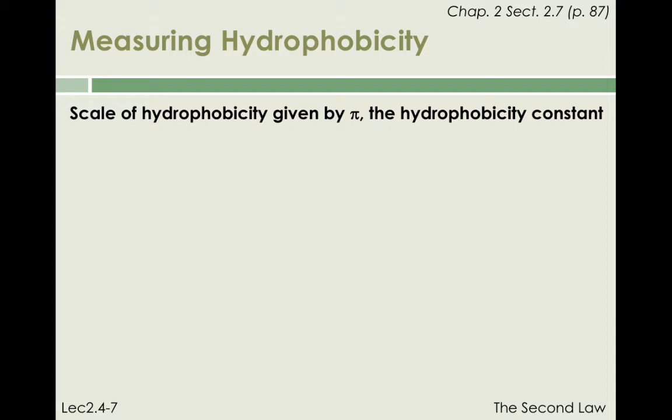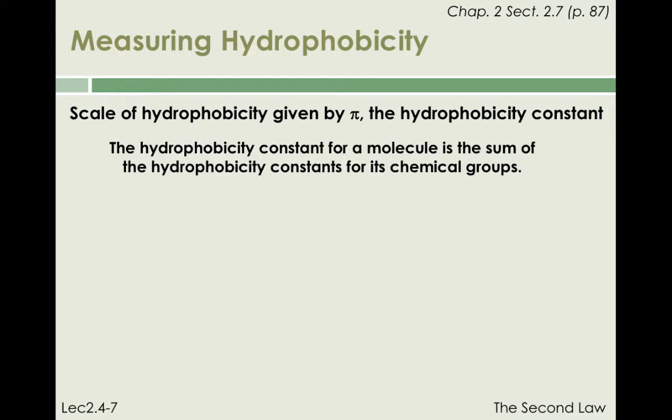The hydrophobicity of any molecule is generally denoted by the symbol pi and can be estimated readily using a scale of hydrophobicity. The larger the hydrophobicity constant of a molecule, the larger the hydrophobic character of that molecule. One of the methods for the estimation of the quantity pi is a group contribution method. This method approximates the hydrophobicity of a molecule as the sum of the hydrophobicity constants of its chemical groups.